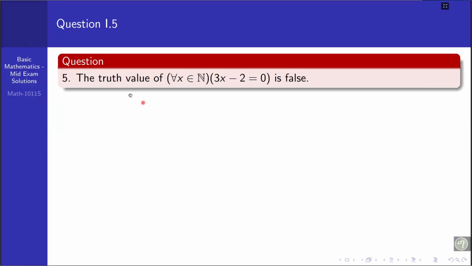Question number 5. The truth value for "for every x, an element of N, the equation 3x minus 2 is equal to 0" is false. We know that this is a universal quantifier. This statement will become true if and only if the statement 3x minus 2 is equal to 0 is satisfied, or simply becomes true, for every x which is a natural number, or simply for all natural numbers.